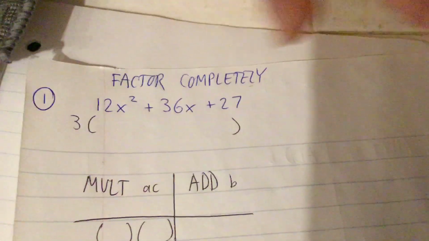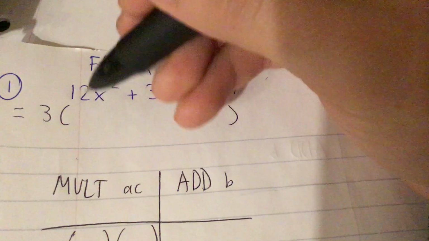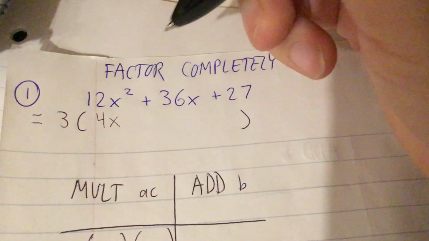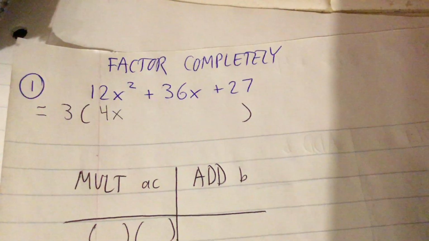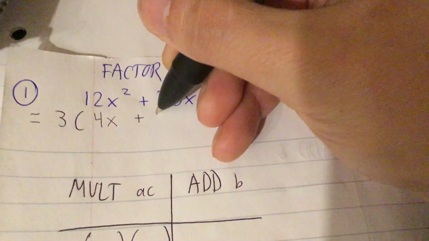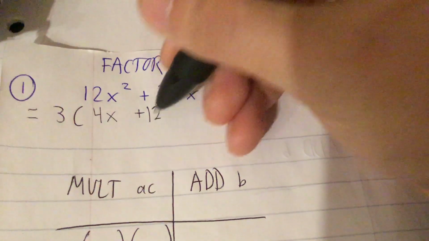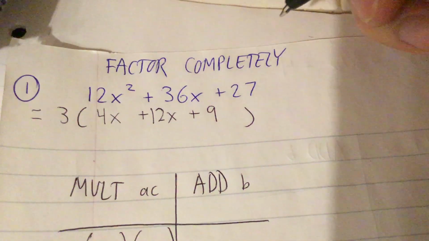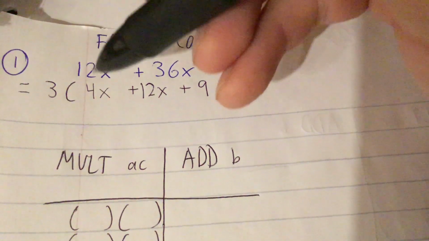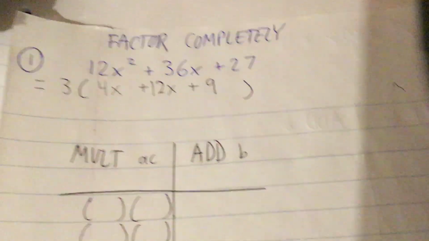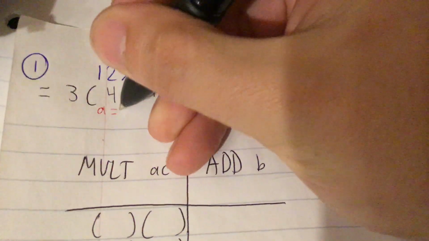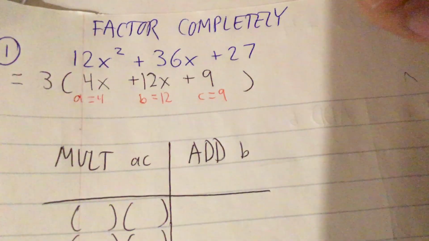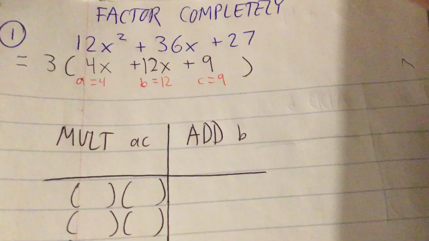So if I factor out the 3, my new trinomial in the middle becomes 3 times what is 12x squared? 4x squared. 3 times what is 36x? Positive 12x. I was going to put a 9. I was like, oh man, that could have ended badly. 3 times 9 is 27. I was looking at the 27, so I apologize. Anyway, so we've got 3 factored out, and now my quadratic trinomial has A equals 4, B equals 12, and C equals 9.